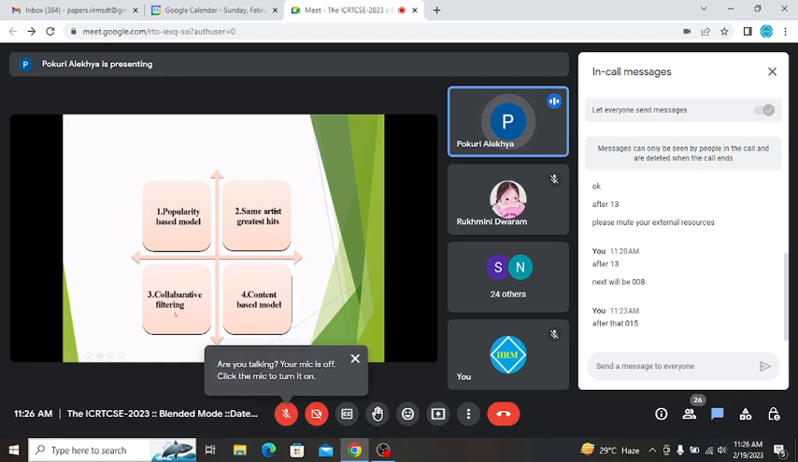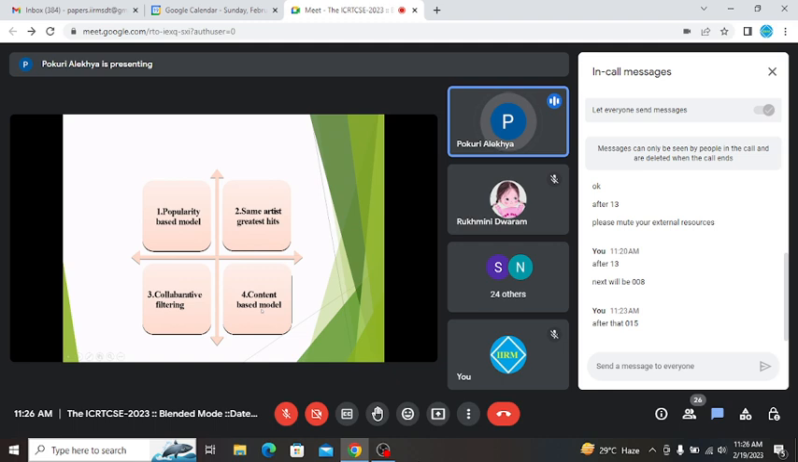And collaborative filtering. In this system, it will ask about the users' ideas. It will ask whether the user likes it or not, yes or no. It will take the user's choice. Then it filters, automatically, sir.